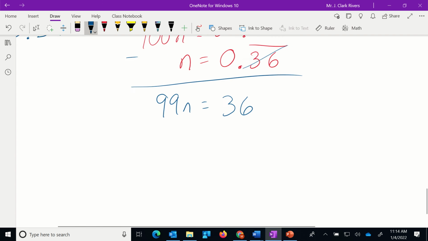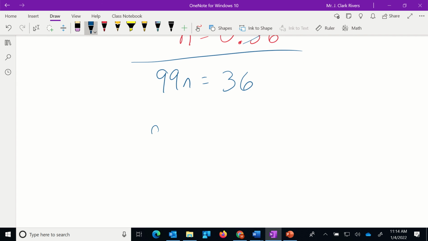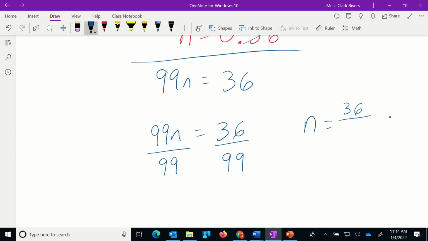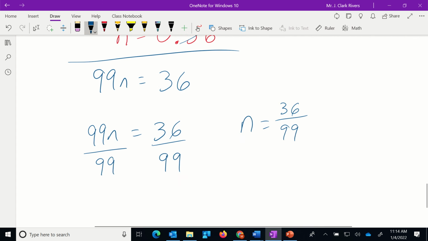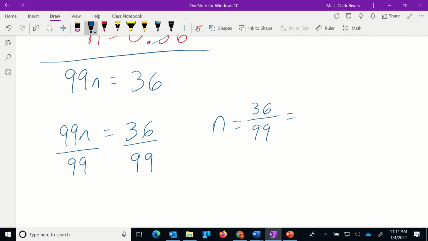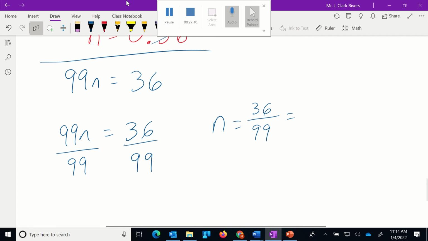So, Olivia, how do I solve for n now? Divide by what? By 99, right? 99 and n, they're being multiplied, so we divide by 99 on both sides. So n is equal to 36 over 99. Are we done? No. Why not? We can simplify that.